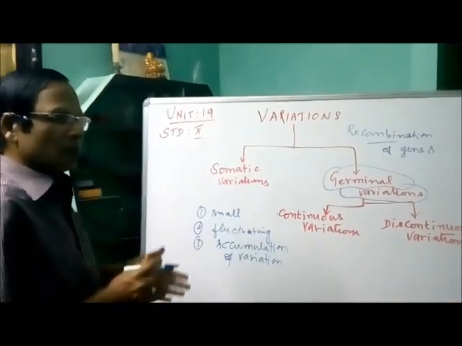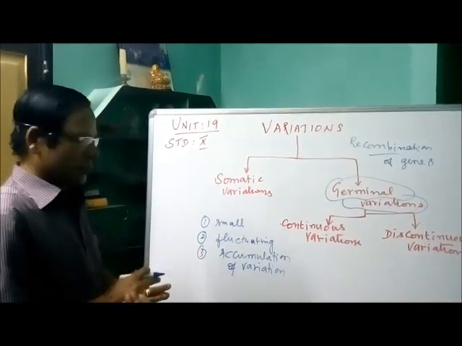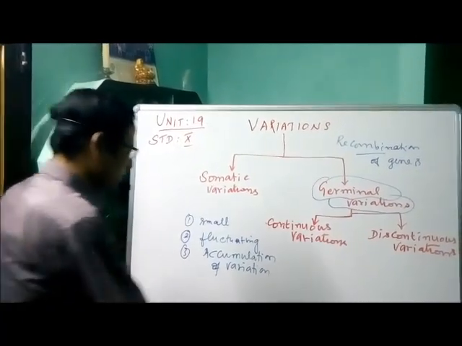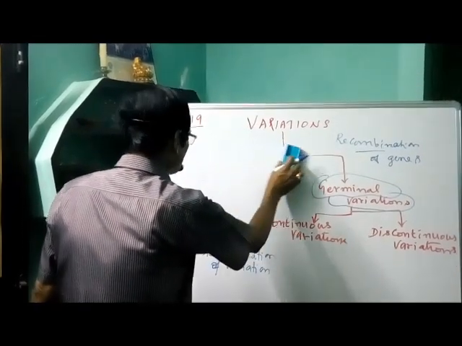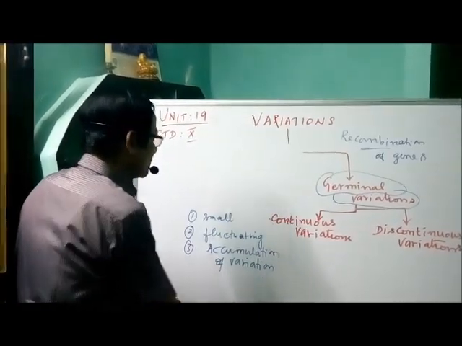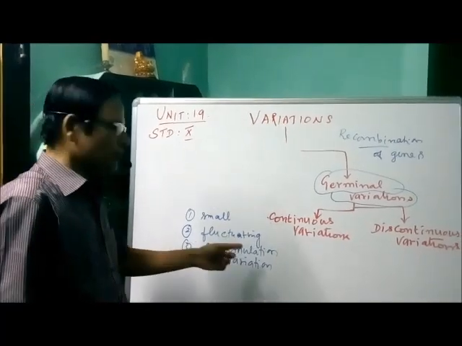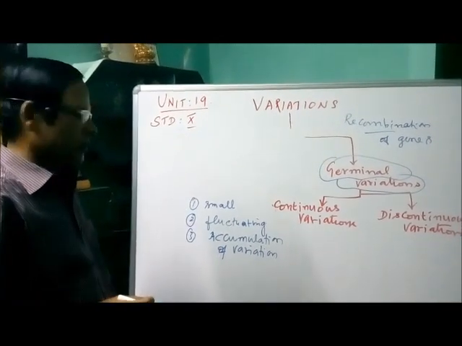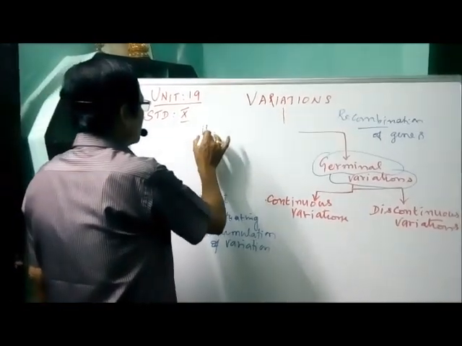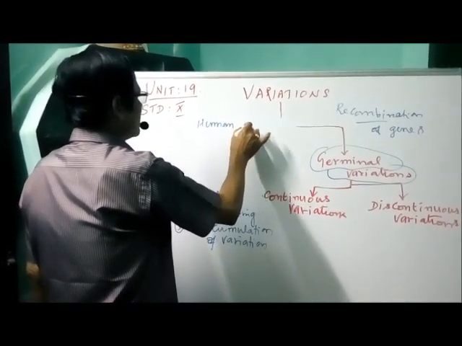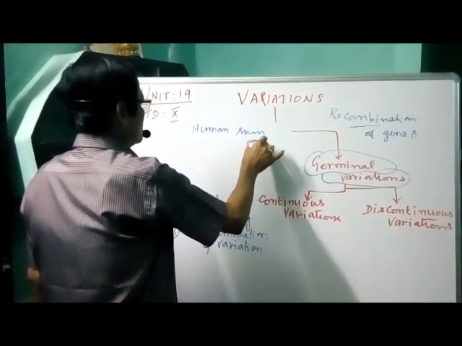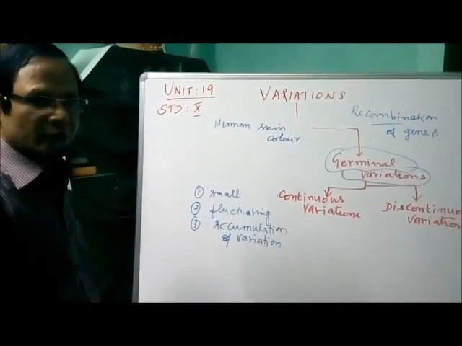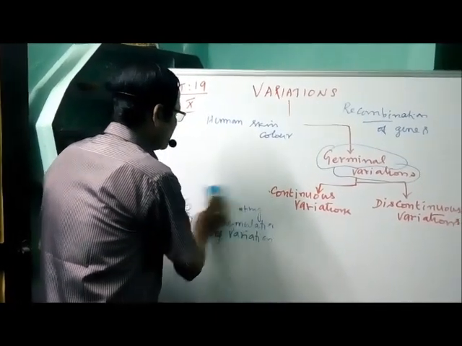Between the two characters or two extremities, there are what are called intermediate stages. So these variations are small. They are also called fluctuating variations. They occur with the accumulation of variations in an individual. And between the two extremities, for example, if you take human skin color, we have five different shades of skin color.